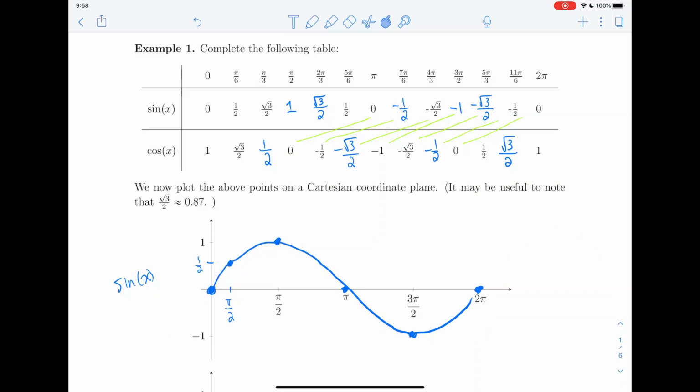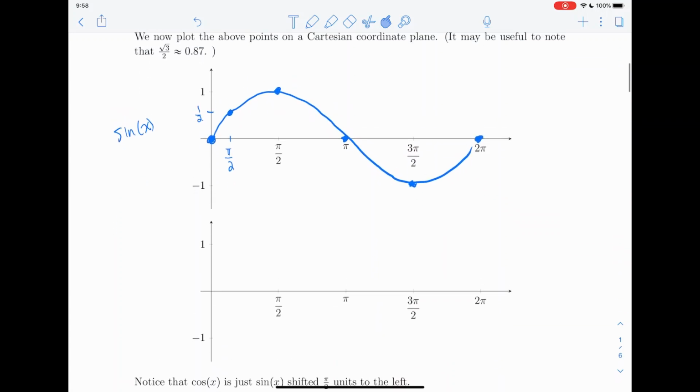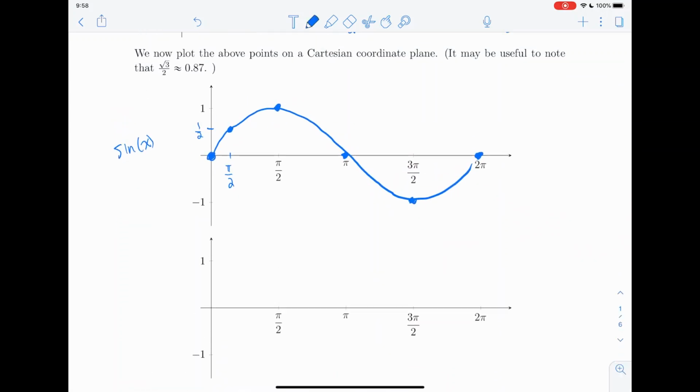So if this is sine, we can do the exact same thing for cosine. And so if you plot some of those points, the quadrantal angles are 1 at 0, 0 at pi over 2, negative 1 at pi, 0 at 3 pi over 2, and 1 at 2 pi. Where again, we can play connect the dots in sort of a smooth fashion, and our goal here is to draw cosine. In the smooth fashion, it might look something like this. There we go.